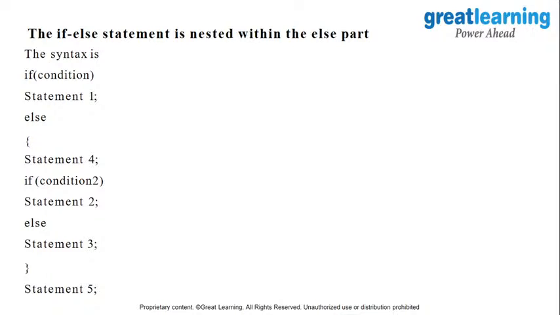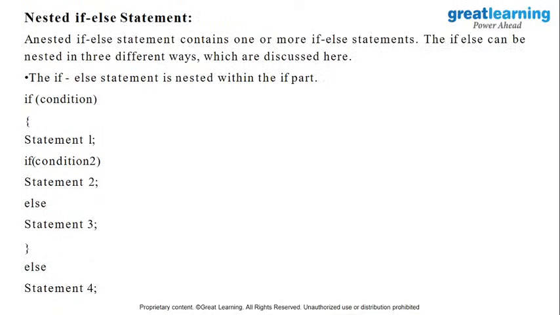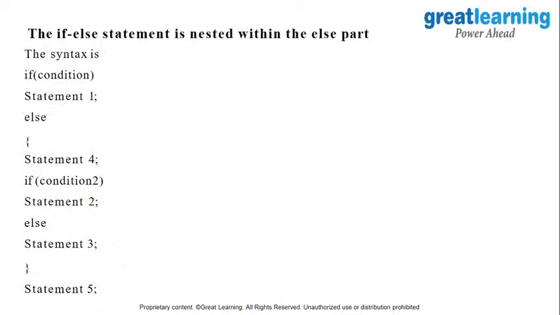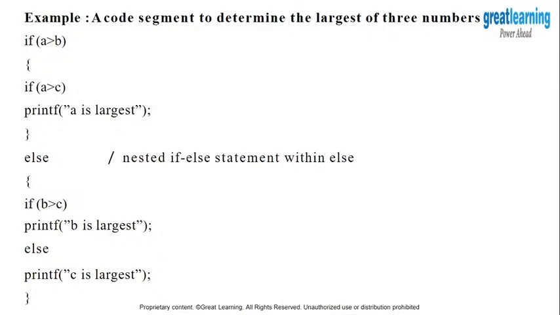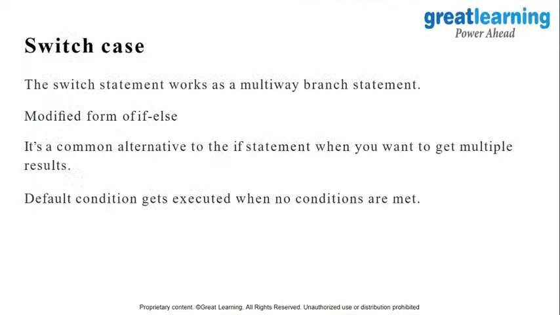Now the if else statement can be nested with the else part. In the earlier case we nested an if condition inside the if part. We can do the same for the else part as well. Now if you see the simple program, if a is greater than b, then we check if a is greater than c. If a is greater than c, then we easily depict that a is the largest element. Else, if a is not greater than c, then we can easily write that c is the largest. It is a simple program. You can easily depict these things.